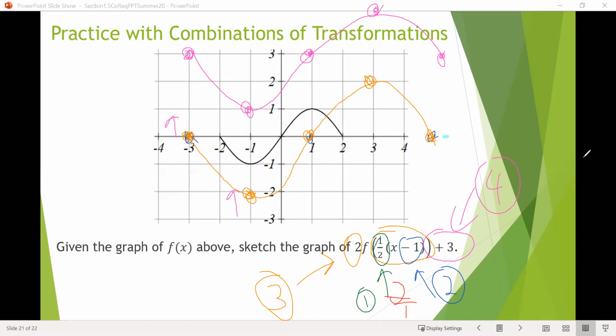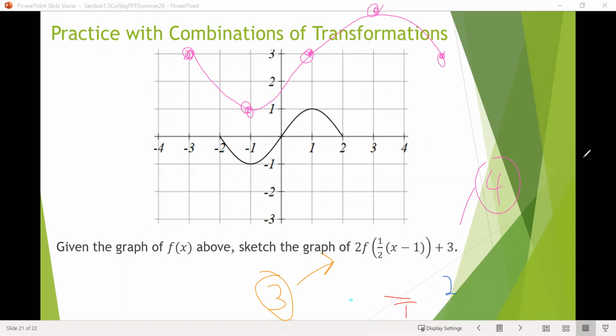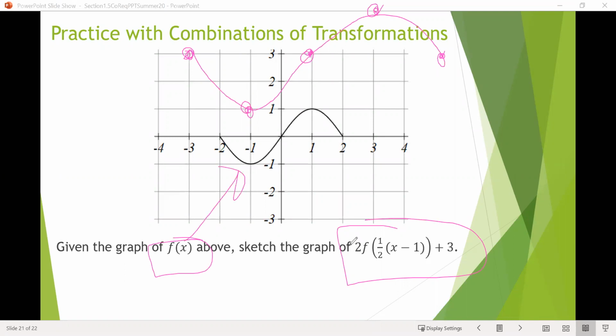Okay, so that is step-by-step performing all of those transformations and seeing how they impact the graph along the way. All right, and so if I were to erase all of this stuff, the pink graph there would be the one described by this function here. Okay, so starting with the function f of x, which is the one in black, doing 2 times f of 1/2 times x minus 1, plus 3, that gives us the pink graph.